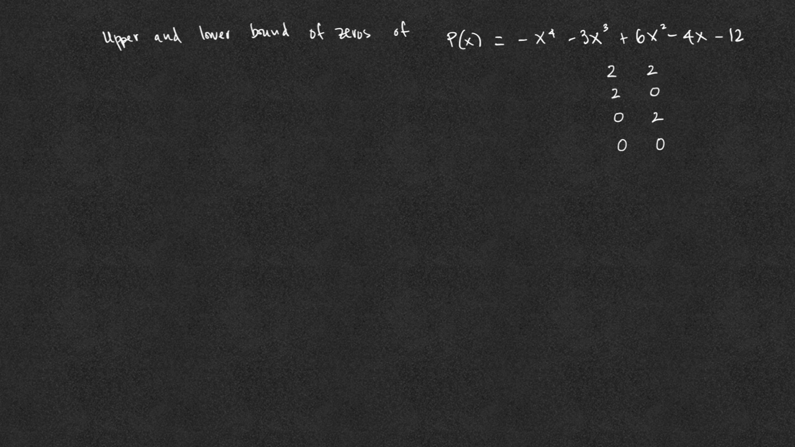And so first we need to know the possible rational real zeros. The possible rational real zeros are of the form p over q, where p is a factor of the constant coefficient. The constant coefficient is negative 12. The factors of 12 are plus or minus 1, plus or minus 2, plus or minus 3, plus or minus 4, plus or minus 6, plus or minus 12.